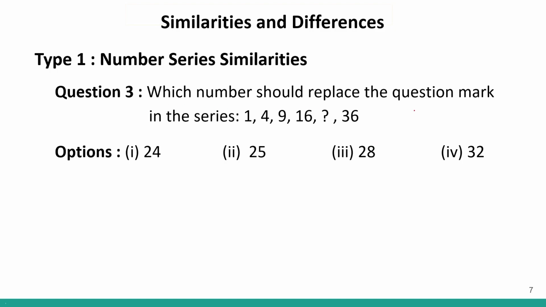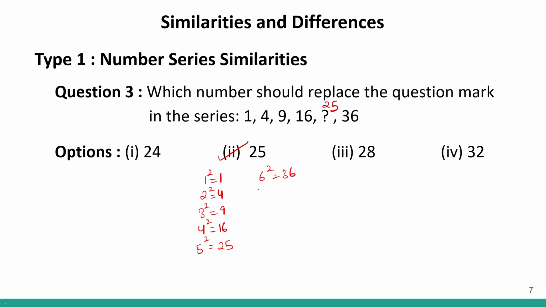Now, which number should replace the question mark? And this is the series that is given to us. Now, as I told you, if you remember squares, you could easily identify that 1 square is 1, 2 square is 4, 3 square is 9, 4 square is 16, 5 square is 25. Similarly, 6 square is 36. So clearly, the missing element is 5 square. So here we'll get 25 as the answer, which is option number 2.